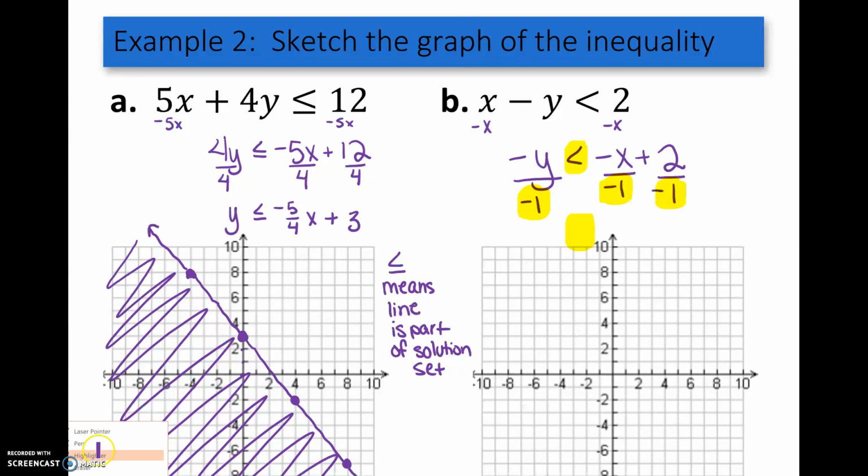So, I want a pen. Y is greater than negative x divided by -1 would be positive x minus 2. We start at -2 on the y-axis. What's our slope? Up 1 over 1.